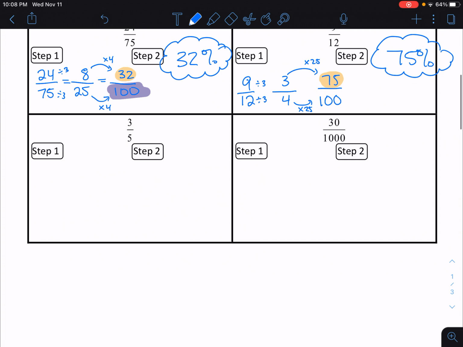Down here, I've got 3 over 5. This one I can get directly from 5 to 100 by multiplying by 20. So I'm going to do the same thing on top. 3 times 20 is 60. So 60%.